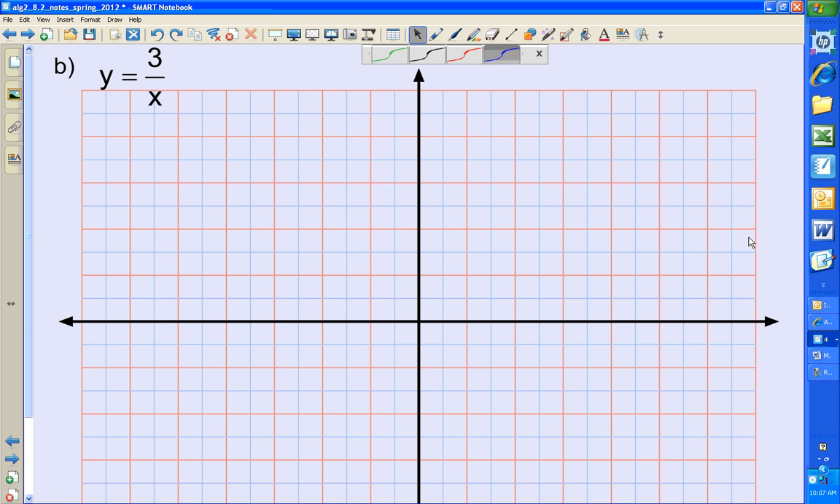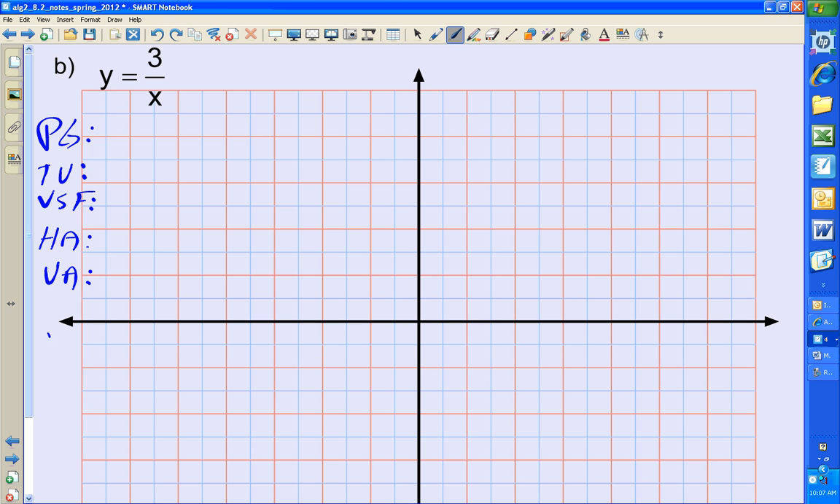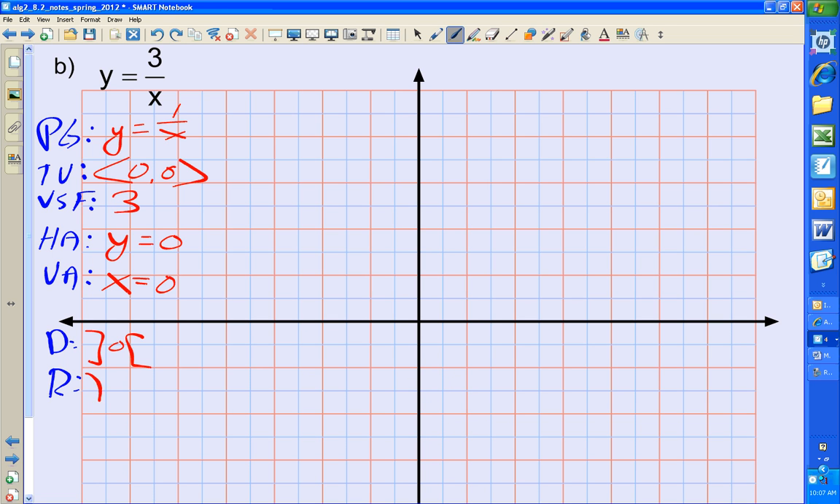Okay, let's take a look. We make our list. We got a parent graph, a translation vector, a vertical stretch factor. We got a horizontal asymptote, a vertical asymptote, a domain, and a range. Parent graph is y equals 1 over x. Translation vector. We love that because there's no need to worry about moving. Vertical stretch factor, 3. Horizontal asymptote, vertical asymptote, domain, and range.